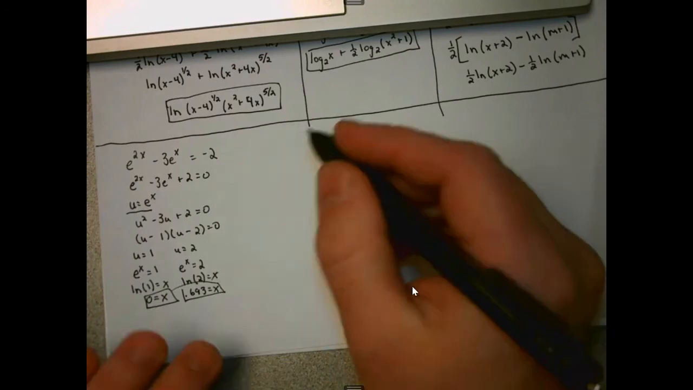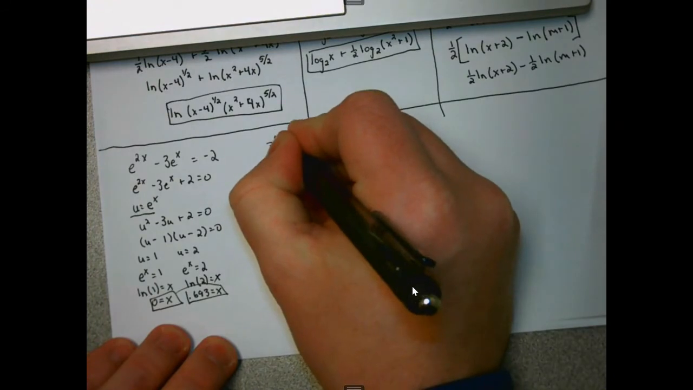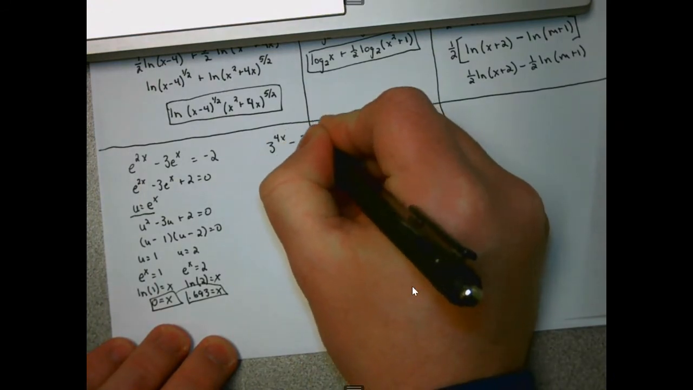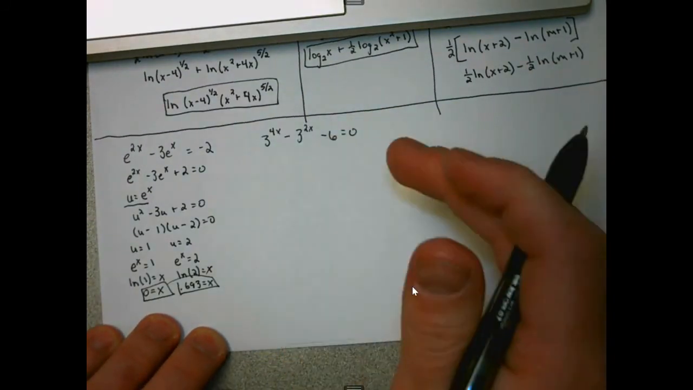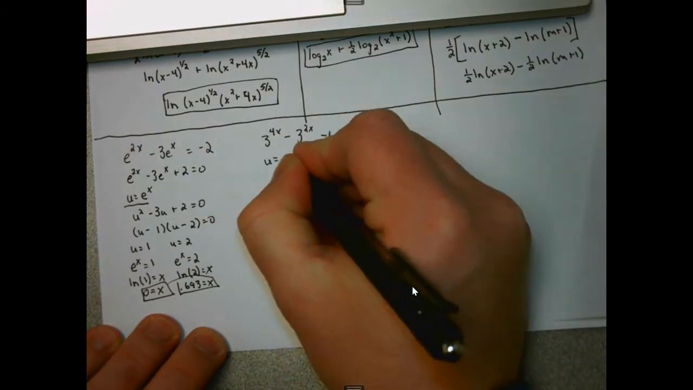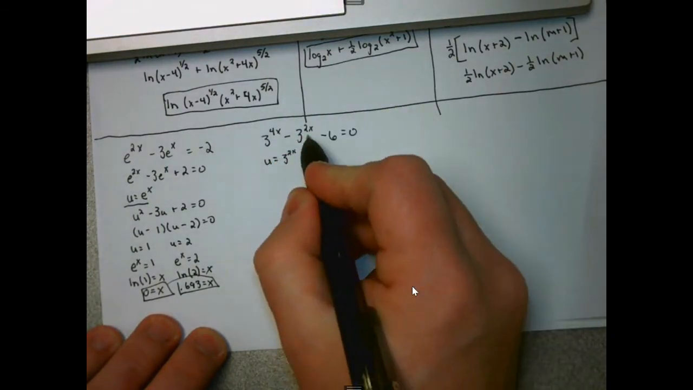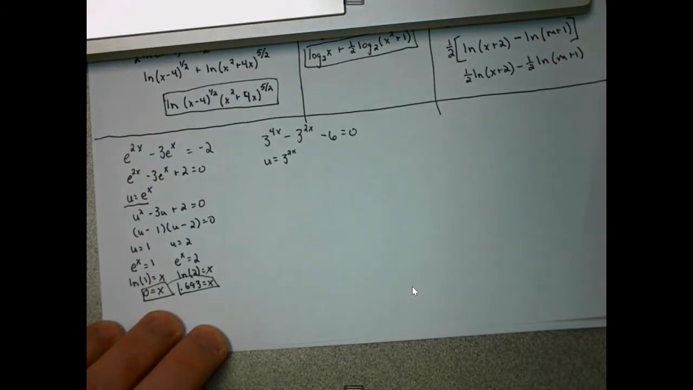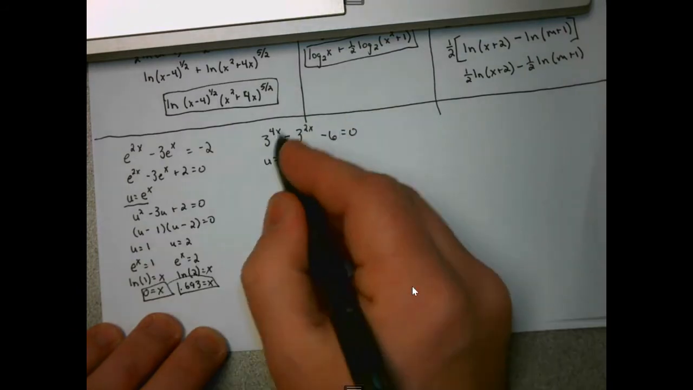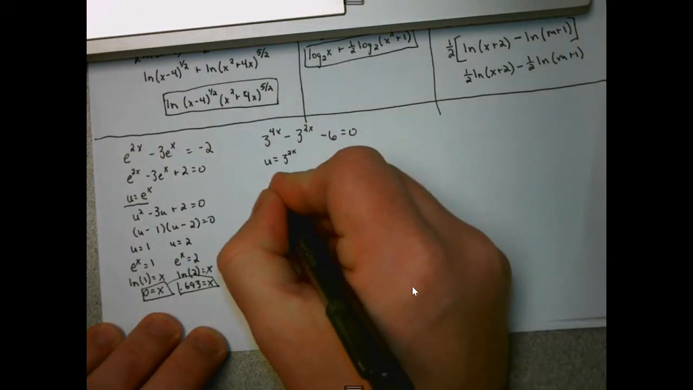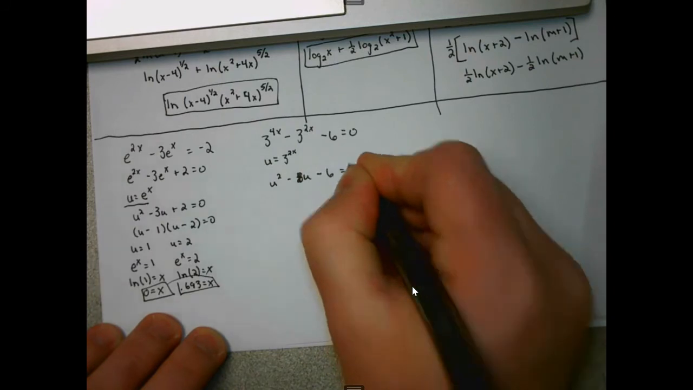Okay, B is similar. So we have 3 to the 4x minus 3 to the 2x minus 6 equals 0. Okay, again, everything's already on one side, so we're going to use u substitution again. And this time we're going to say u is 3 to the 2x. Usually it's always this middle term, but you kind of have to be careful and make sure that they match up, that when you bring this middle term out of this, that it would be squared. So we have u squared minus u minus 6 equals 0.